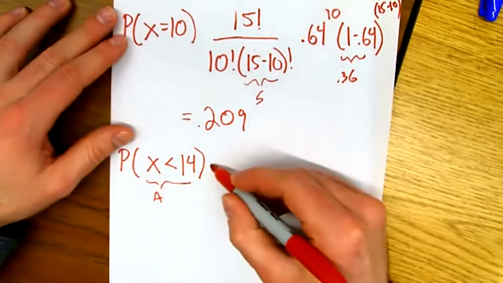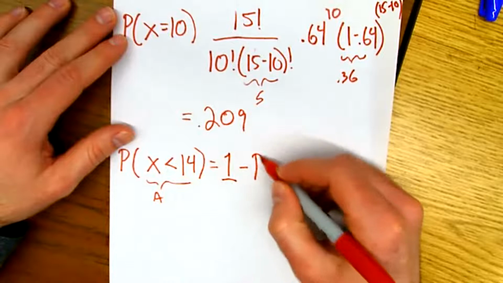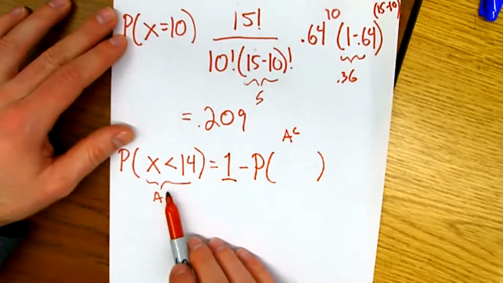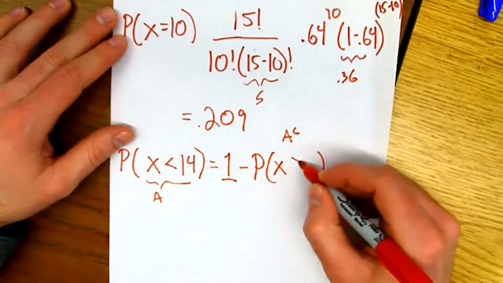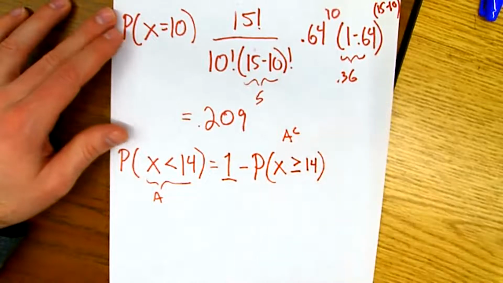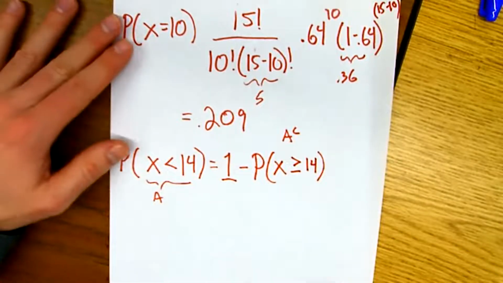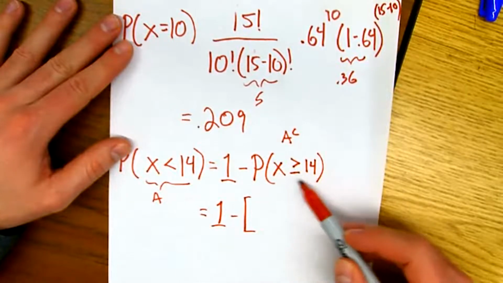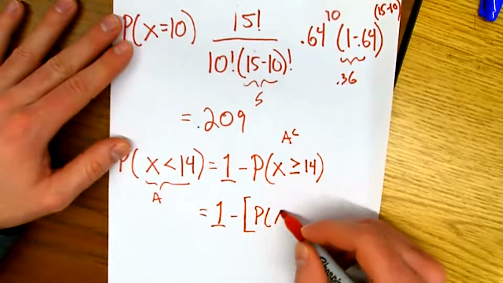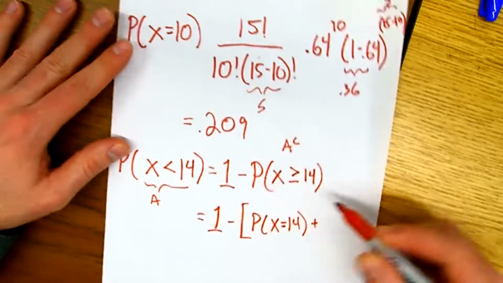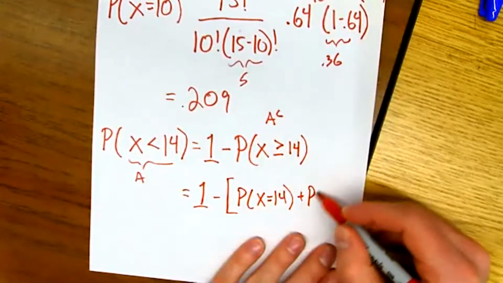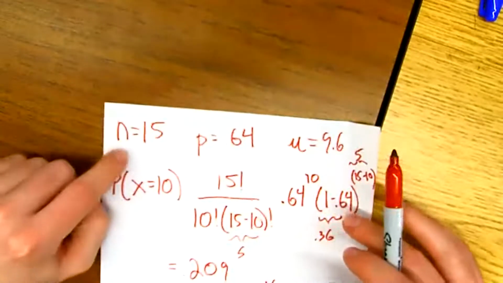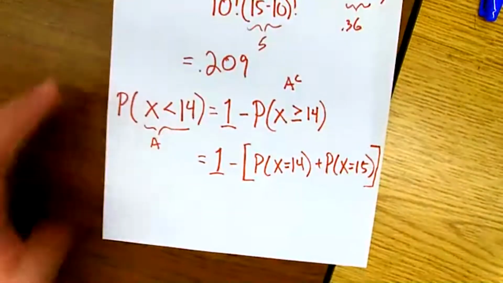Well, if this is event A, I know that that's the same thing as 1 minus the probability of A complement. Well, if A is that x is less than 14, A complement is that it's greater than or equal to 14. Right? I then can think about, okay, what are the outcomes that fit this criteria that would belong to this event? Well, the very first one is that x could be equal to 14. Add to that, well, what's the next one? X could be equal to 15. But remember, that was our number of trials, so that's where it stops.